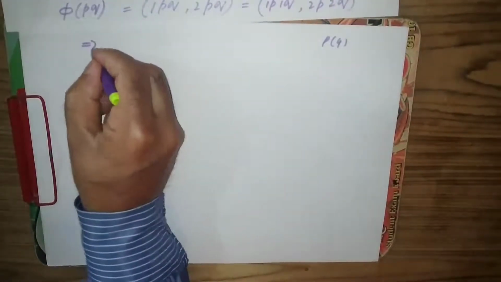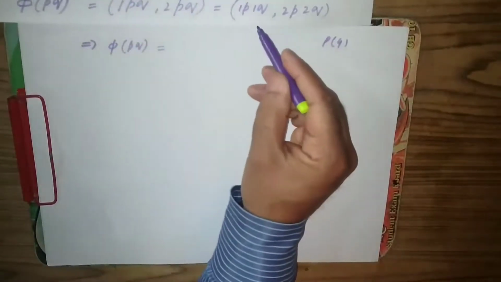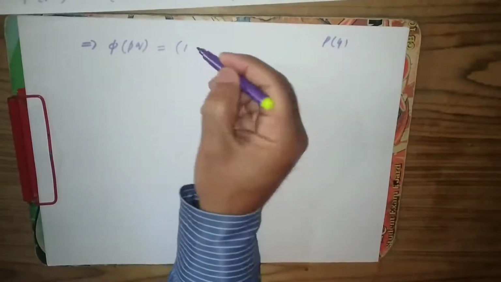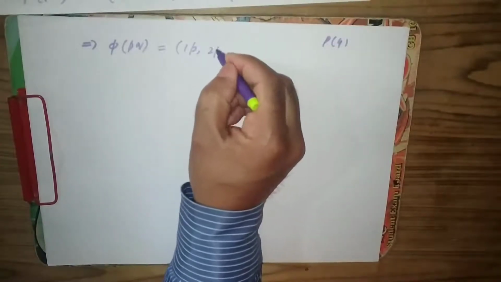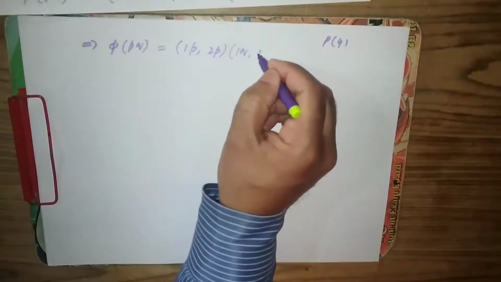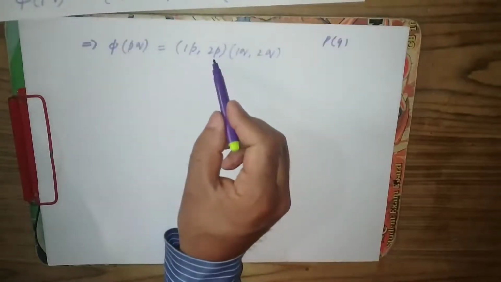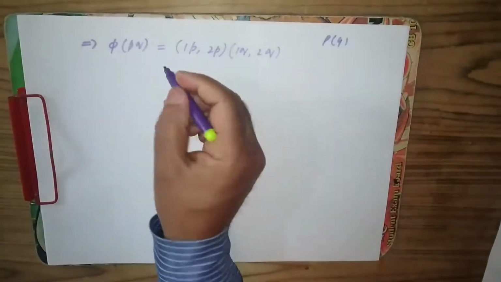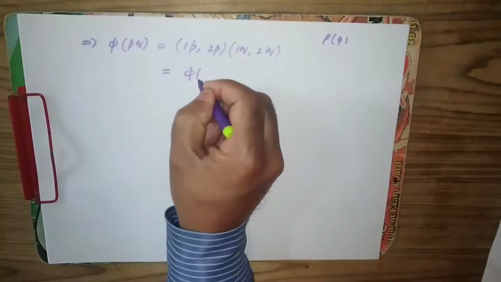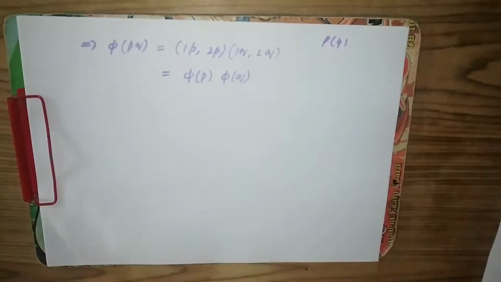So that implies phi of pq is equal to (1p 1q, 2p 2q), which is equal to (1p, 2p) into (1q, 2q), because the product in S1 cross S2 is component wise. And this one by definition is phi of p, and that is phi of q. So therefore phi is a morphism.